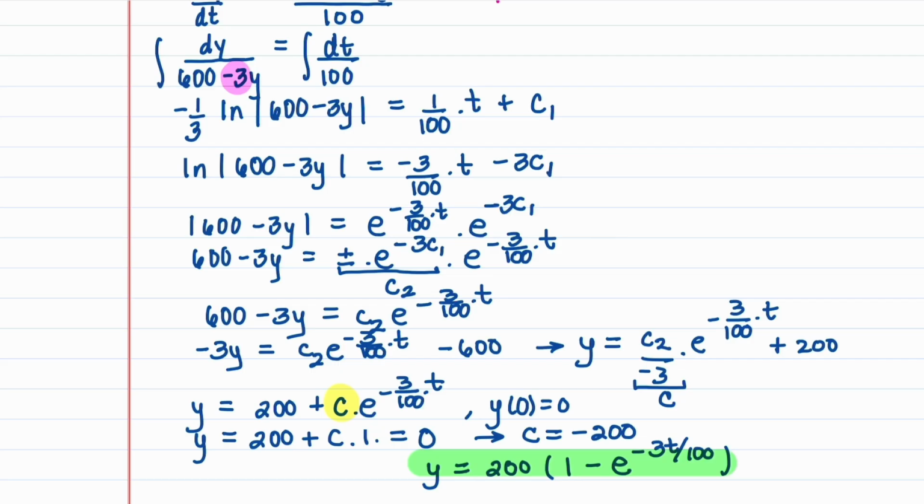Now we also need to put units with this. y is the amount of salt, and the amount of salt is measured in pounds. So let's put pounds over here. The second part of our problem is to find the amount of salt in the tank after 20 minutes. So that means we need to find y at 20.